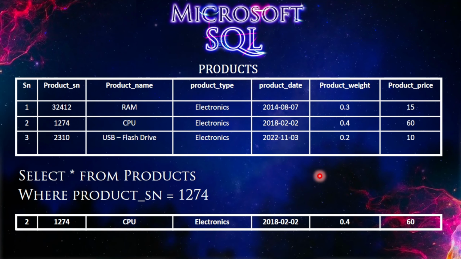As a foretaste of how SQL works, the query in the middle retrieves all records from products, where product serial number is equal to 1274. In such case, one row meets the criteria, which is the second row. The where clause in the select command defines the condition that a record needs to meet before it can be retrieved by the query.